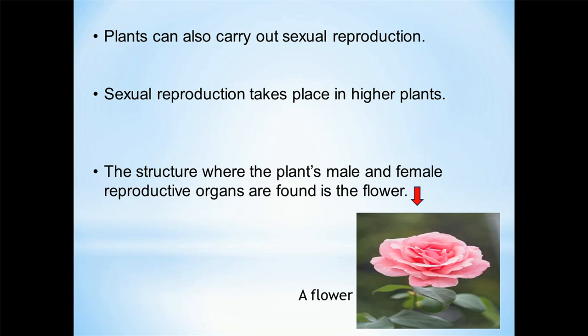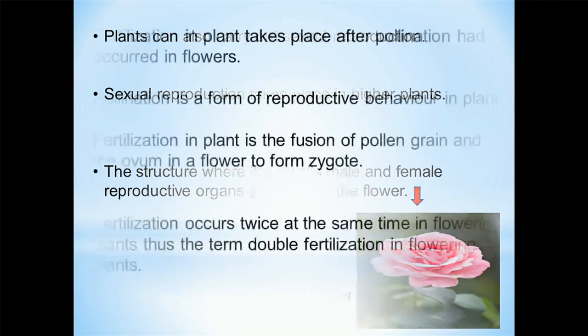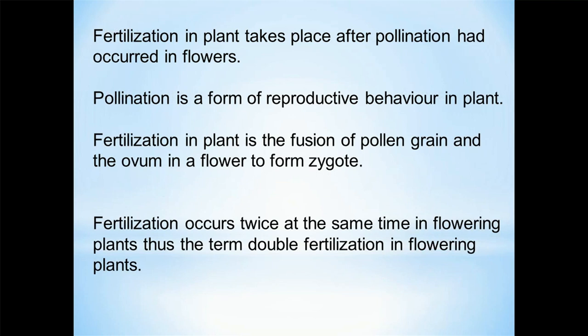So here we have an image of a flower. Take a look. Also take note that fertilization in plants takes place after pollination has occurred in a flower. You can check the video on pollination. Now, pollination is the transfer of pollen grain from the anther of a flower to the stigma of a flower. Pollination is a form of reproductive behavior in plants.